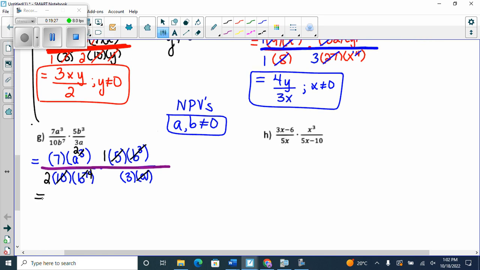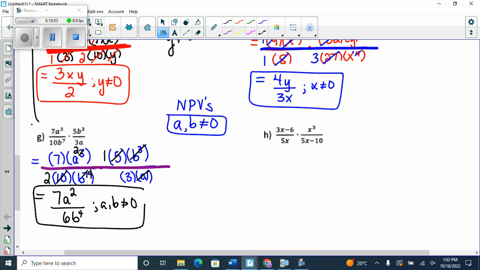And so on the top, I'm left with 7a squared. And on the bottom, I'm left with 6b to the 4. Then I ask myself, can I cancel anything else off? Can I make it any lower? 7 and a 6, no. A and a b, no. So I'm done. And I just say a, b can't equal 0. So those were all monomials. Monomials are nice because you just go straight to brackets.